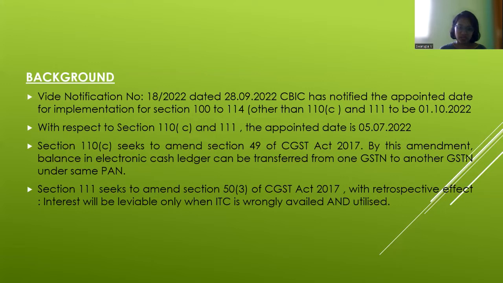Section 111 seeks to amend Section 53 of the CGST Act 2017. This amendment is also providing a lot of relief to the taxpayers because now the interest is leviable only when ITC is wrongly availed and utilized. So if the ITC is wrongly availed, then no interest is leviable. Only when it is wrongly availed and utilized, interest is leviable.